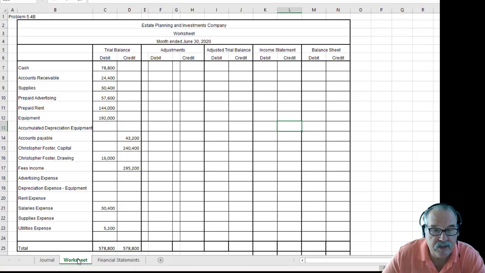So what we're going to do is prepare some adjustments and put them in the adjustments column, and then we'll get new trial balance numbers, and then we'll be able to prepare the income statement and balance sheet from the worksheet. We'll complete the worksheet.